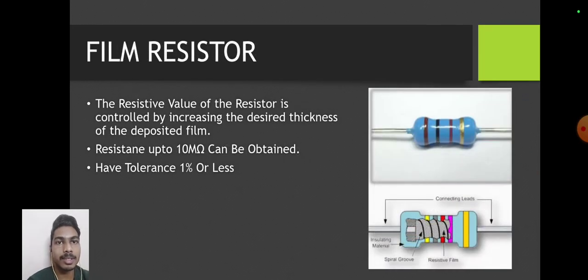Next one is film resistor. The resistive value of the resistor is controlled by increasing the desired thickness of the deposited film. Resistance up to 10 megaohm can be obtained. Have tolerance 1% or less. So this is the film resistor. This is the inside mechanism.